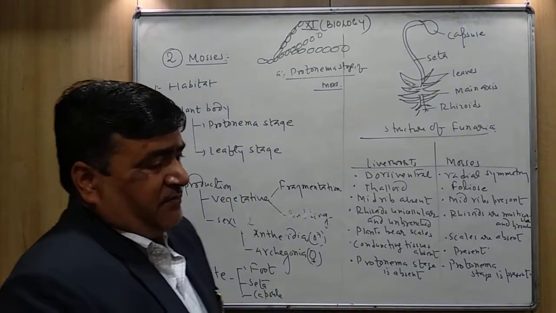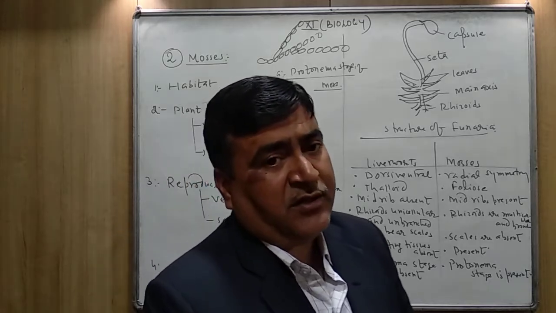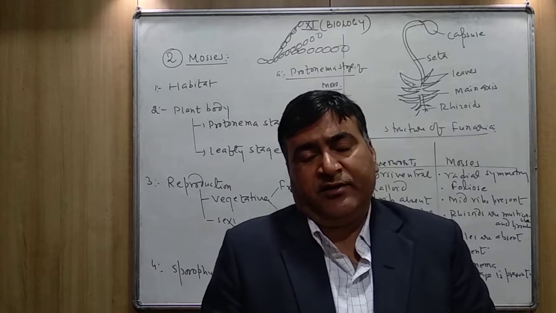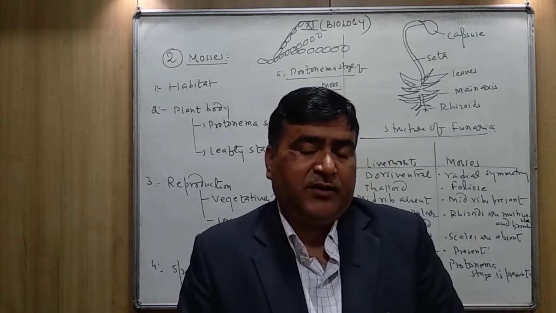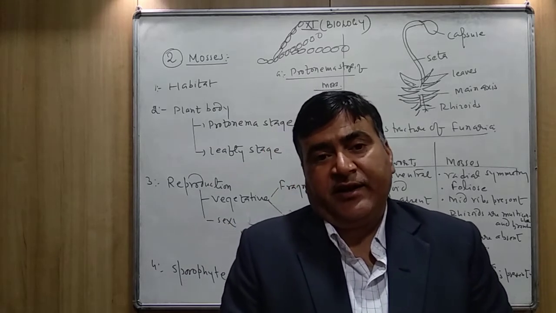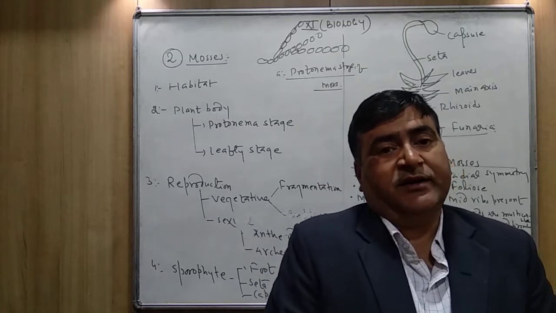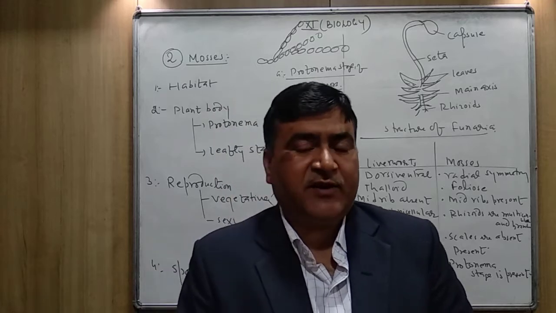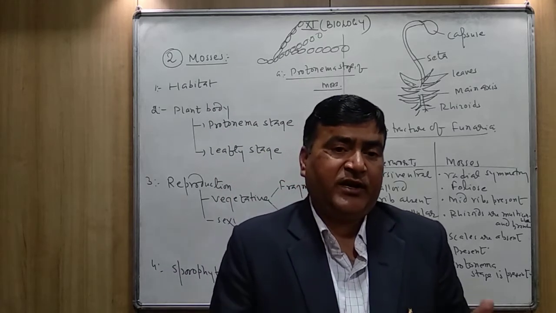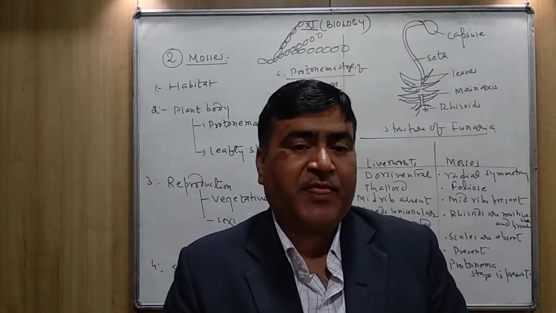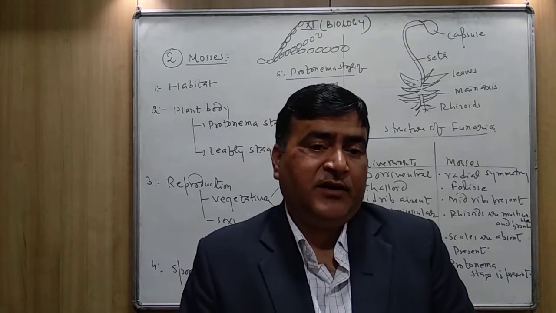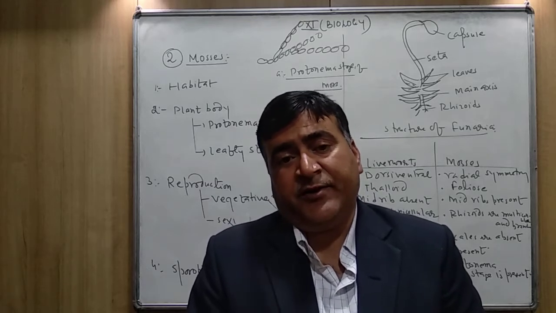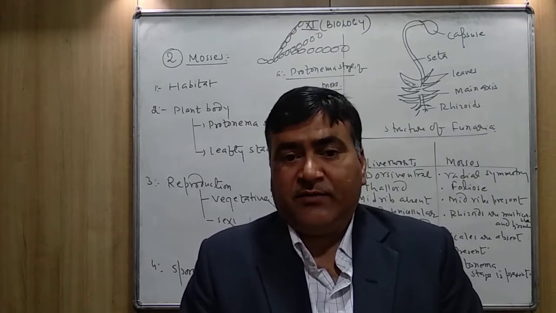Second, regarding the plant body, how the moss plant looks. The moss plant is slightly more advanced than the liverworts. As I told you, in liverworts like Marchantia, the plant body is thalloid in nature. But here, the moss plant is slightly more advanced than Marchantia, than the liverworts.